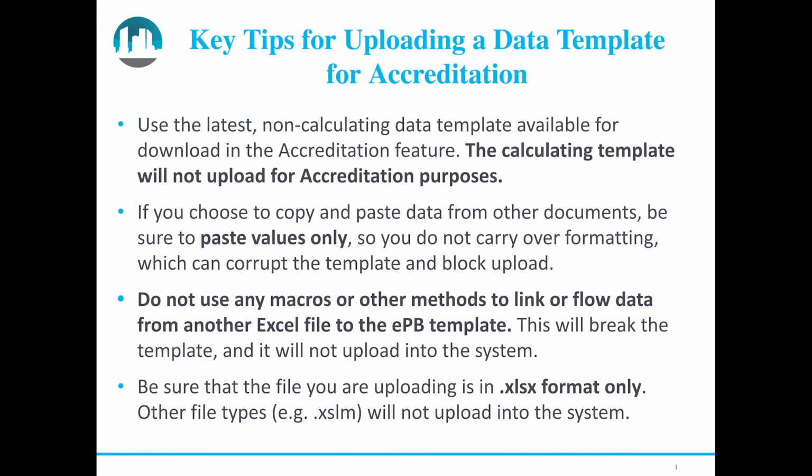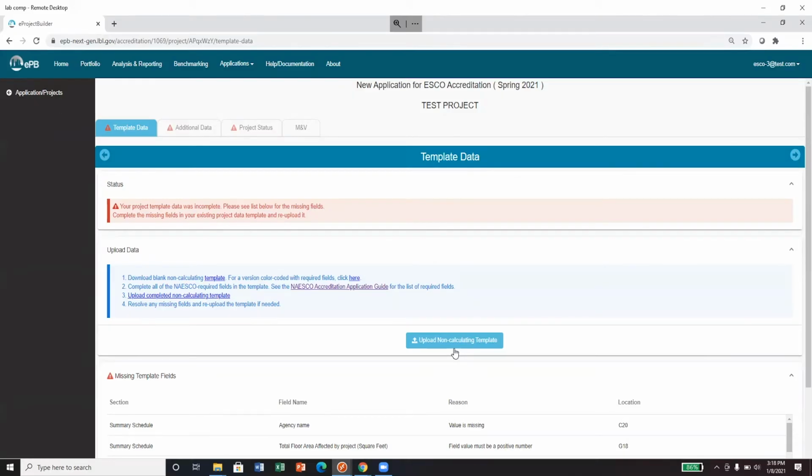Next, if you choose to copy and paste data from other documents, be sure to paste values only so you do not carry over any formatting, which can corrupt the template and block template upload. Next, do not use any macros or any other methods to link or flow data from another Excel file or other document to the EPB data template. This will break the template and it will not upload into the system. And lastly, be sure that the file you are uploading is in XLSX format. Once you've completed the template with required fields, upload it into the system.